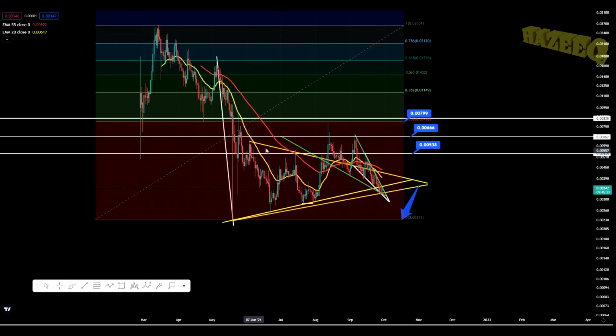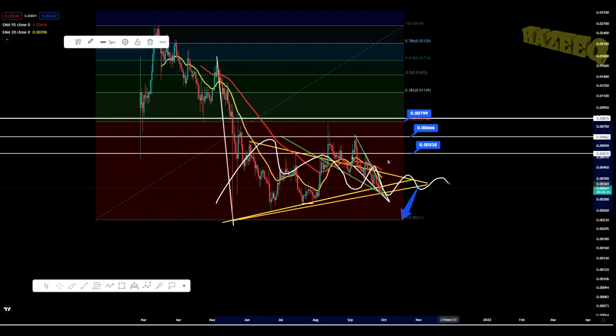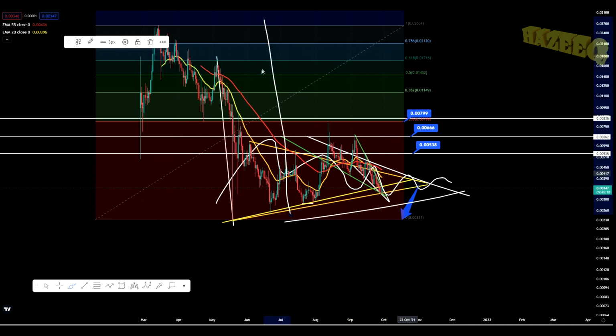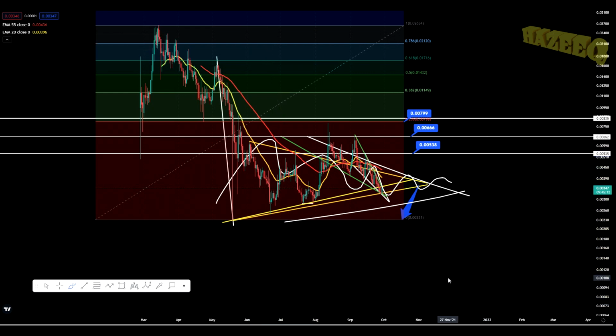If we simply had something like this and then we formed that symmetrical triangle, well, that would be a symmetrical triangle. But if we had a move from the top to the downside, that would be a bear pennant. If it's from the bottom to the top, that's a bull pennant. Hopefully that's clear, and hopefully that removes any confusion.